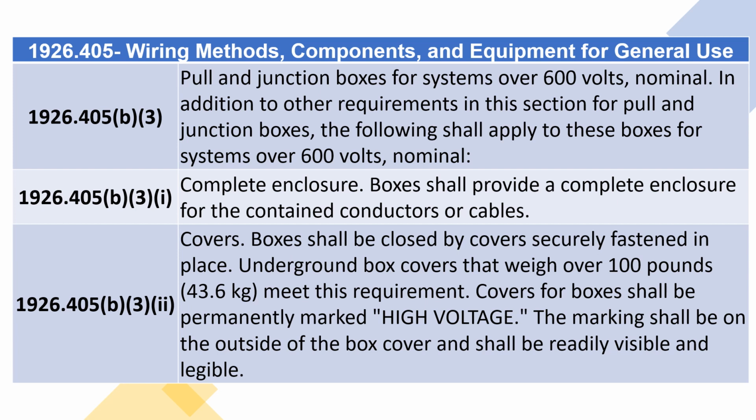1926.405(b)(3)(ii). Covers. Boxes shall be closed by covers securely fastened in place. Underground box covers that weigh over 100 pounds (43.6 kilograms) meet this requirement. Covers for boxes shall be permanently marked "high voltage." The marking shall be on the outside of the box cover and shall be readily visible and legible.